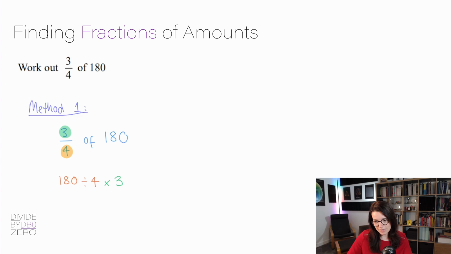So if we work this out down here, 180 divided by 4, just using bus stop division. So 4 doesn't go into 1, there's a remainder of 1. 4 goes into 18 4 times, remainder 2, and 4 goes into 20 5 times. So 180 divided by 4 is 45, and then 45 times 3. 3 times 5 is 15, 3 times 4 is 12, plus the 1, 13. So overall, the answer is 135.